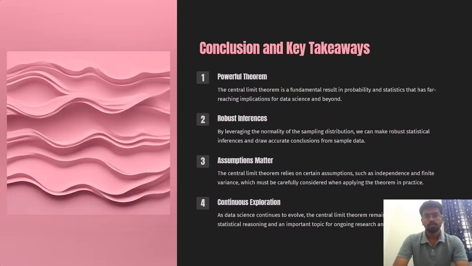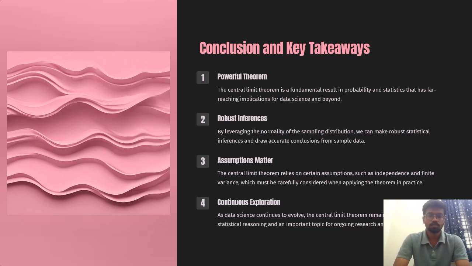So in conclusion, the key takeaways. The first key takeaway is the powerful theorem: the central limit theorem is indeed a fundamental result in probability and statistics that has far-reaching implications for data science and beyond. And the second one is robust inference, where by leveraging the normality of the sampling distribution, we can make robust statistical inferences and theoretical conclusions from the sample data.